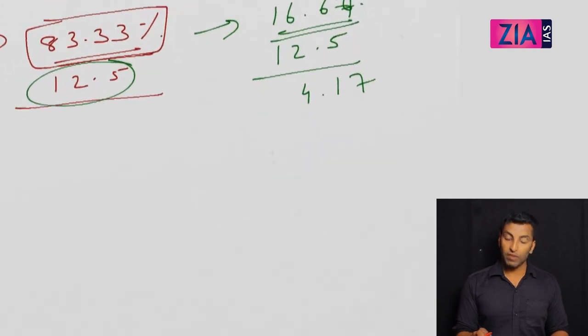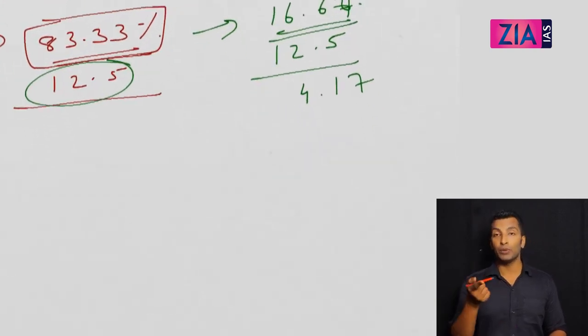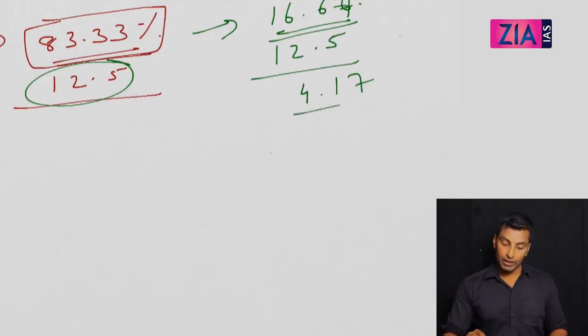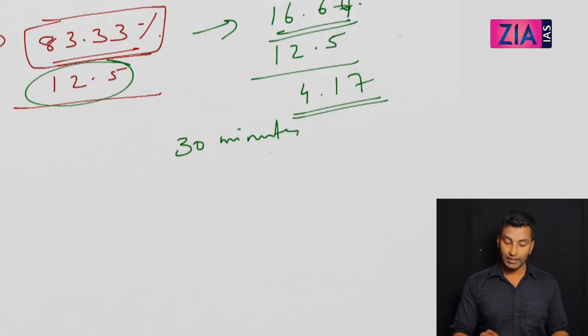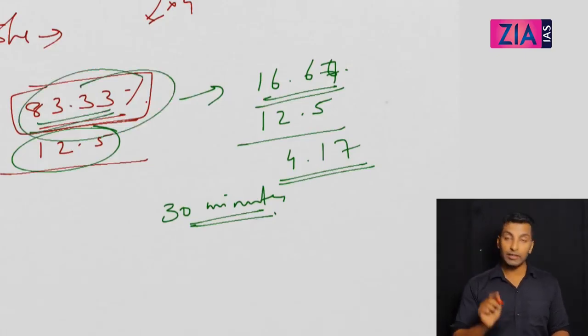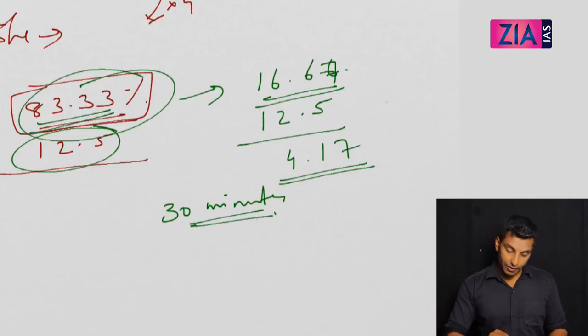Now, which pipe is going to open? P2. P2 will fill 8.33 in 1 hour. But we don't want 8.33, we just need half of it. So how much time will it take? 30 minutes. So the answer for this question: to fill 83.33%, 8 hours, then 12.5, that means 9 hours, then 30 minutes.